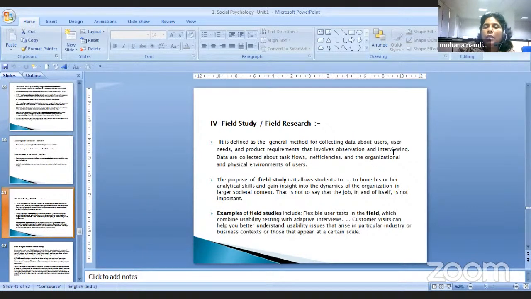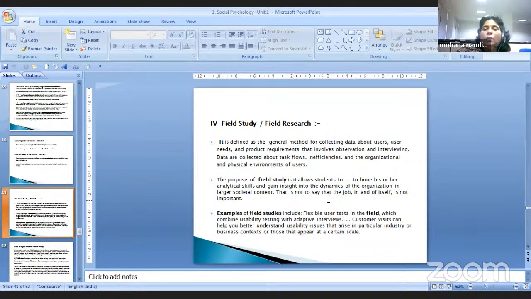We need to use the interviewing method. Here data are collected about the task flows. Our complete data is based on this. And the purpose of a field study is always for students to hone their analytical skills and gain insight into the dynamics of the organization in the larger context.